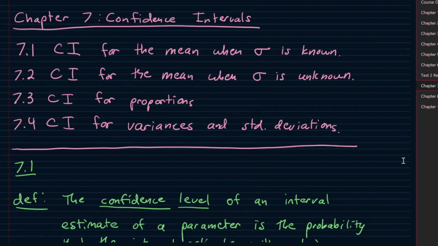So chapter 7 is on what are called confidence intervals. Remember, a confidence interval tells us a specific range of values that we're a certain percentage sure the actual population parameter lies within. So we're using a sample to try to figure out a parameter of the population.